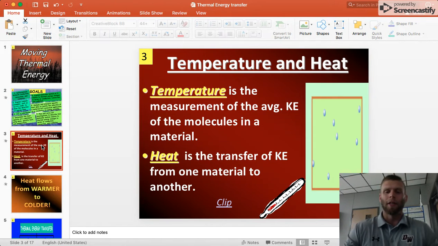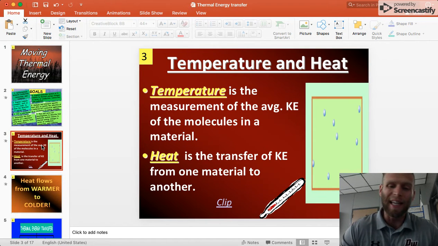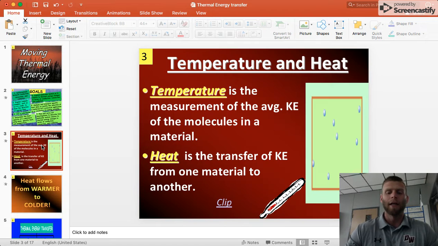Temperature is the measurement of the average kinetic energy of the molecules in a material. And heat, that thermal heat, is the transfer of kinetic energy from one material to another. So, we're going to really look at how that heat is transferred through three different processes.